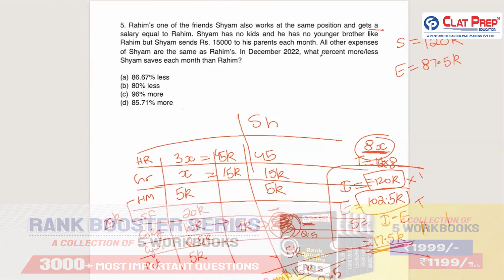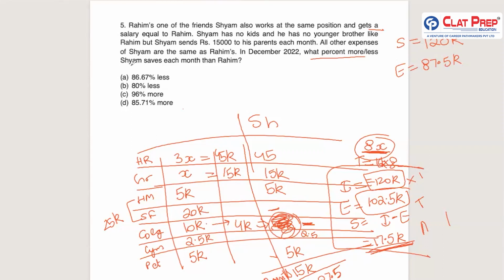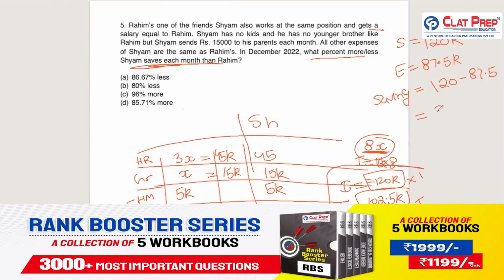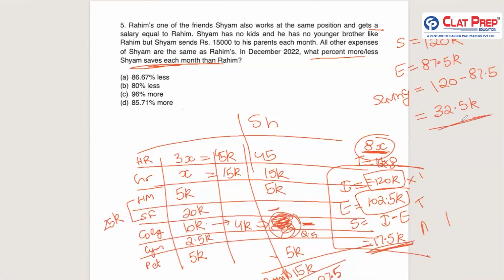Now in December, what person more or less शाम saves? इनकम कितनी है 120, एक्सपेंडिचर कितना है इतना, सेविंग्स कितनी हो गई 120 माइनस 87.5 कितनी हो गई 32.5K. ठीक है, 32.5K हो गई उसकी सेविंग्स. राइट एवरीबडी हियर ओके.